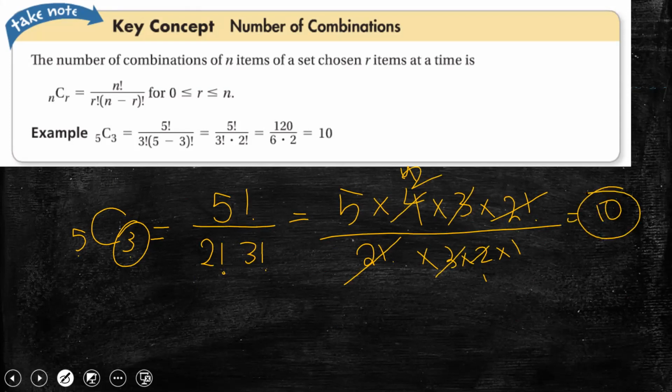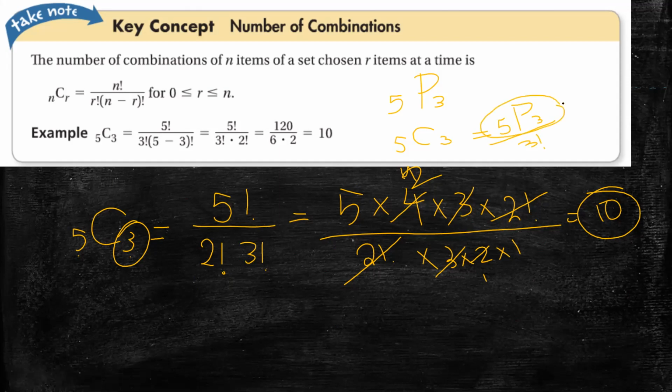Which is greater, permutation of 3 from 5 or combination of 3 from 5? Permutation. Because the combination is the permutation over 3 factorial. So the permutation over 3 factorial gives me a combination. So the number of ways in arranged order is greater than the number of ways without arrangement.